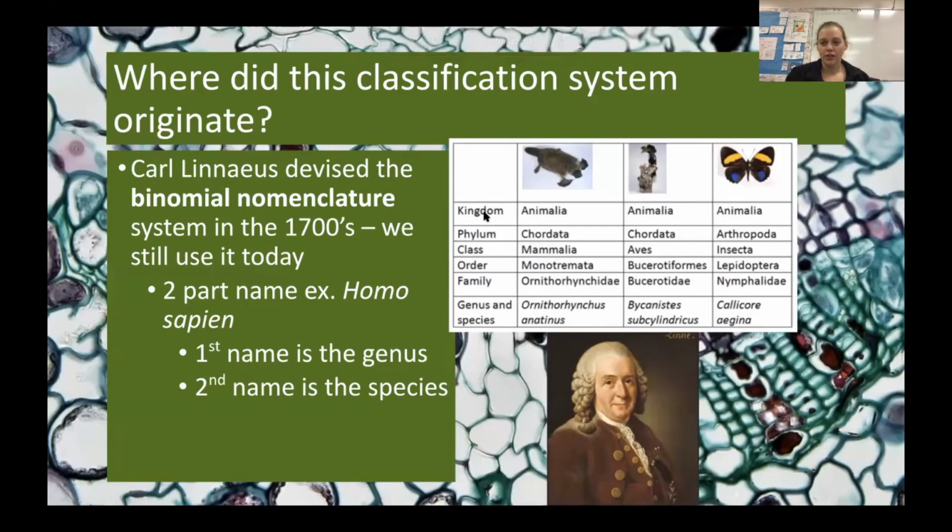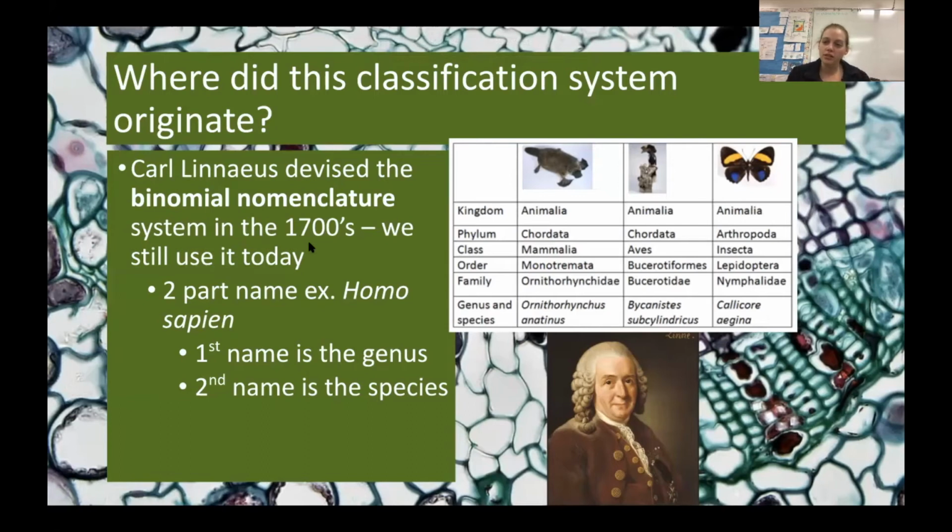This classification system originated with a man named Carl Linnaeus, who actually contributed a lot to the field of evolution, but this was his major contribution: binomial nomenclature. Binomial means two names. So this is a two-name naming system that he came up with in the 1700s, and we still use this system today.